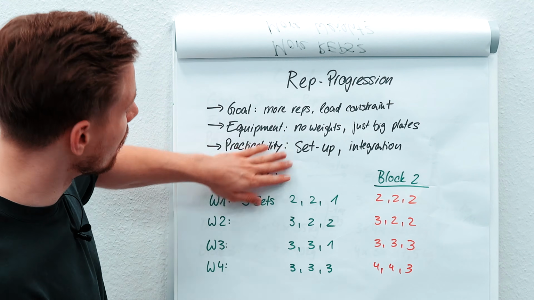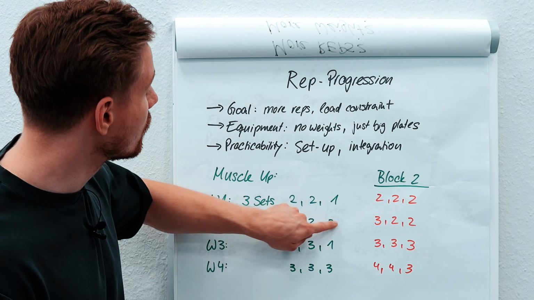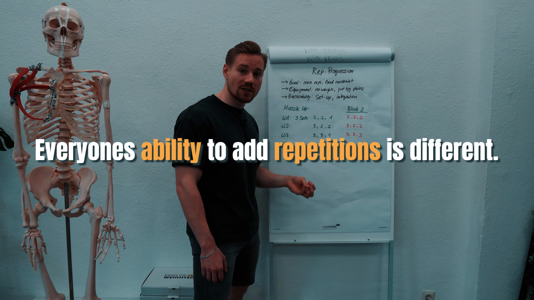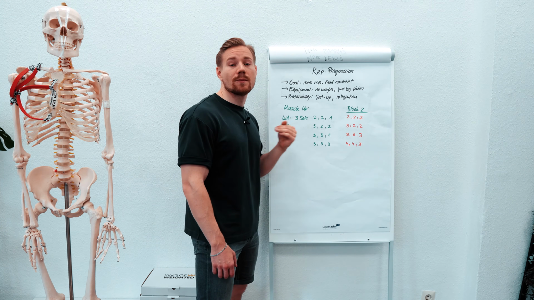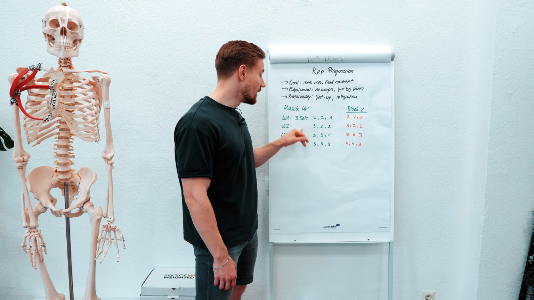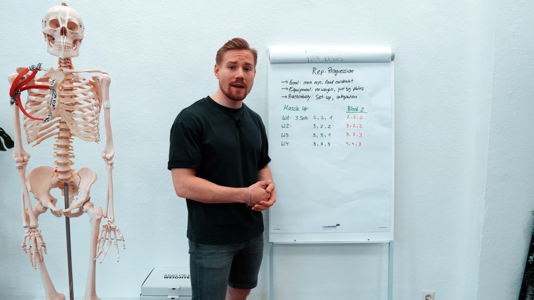Of course, it could also look like a 2, 2, 1. We could do 2, 2, 2. It could be 3, 2, 2. Everyone is different. The ability to add repetitions is different. Some can add a repetition to every set week by week in the beginning. Some can just add 1 rep. Sometimes you will maybe lose a rep again. Totally normal. Don't panic here.